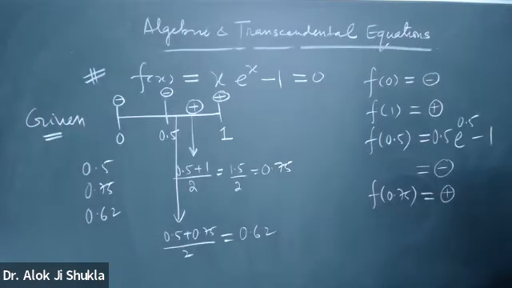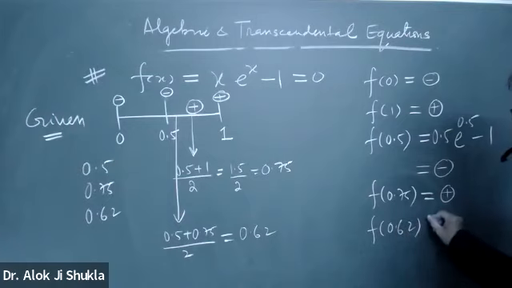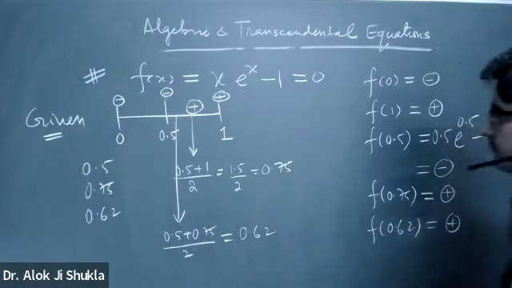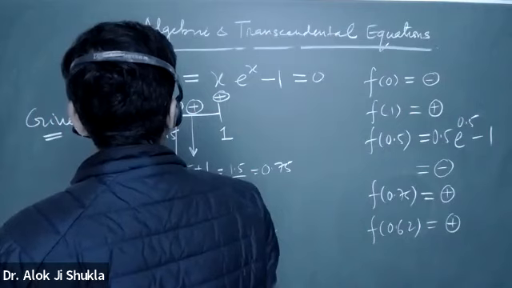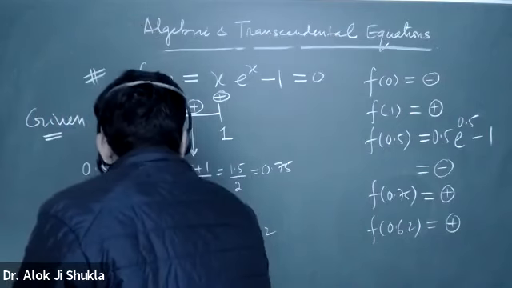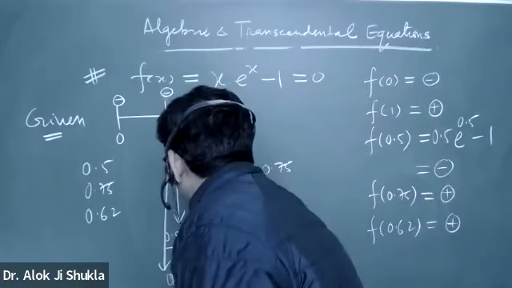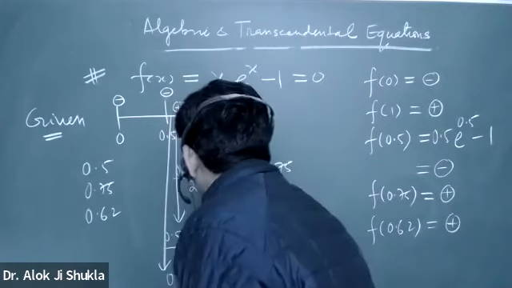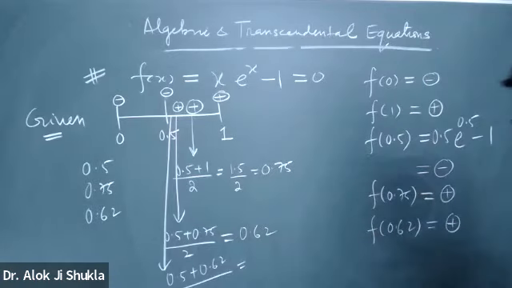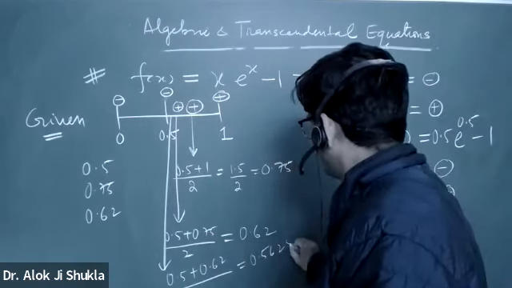So at this point, check what the situation is. Sir, positive. Yes, sir, 0.167, positive. So the next number: (0.5 plus 0.62) by 2. That is equal to how much? 0.5625.